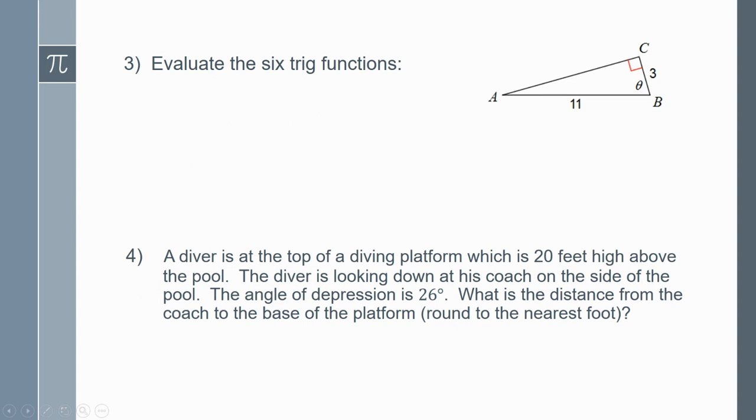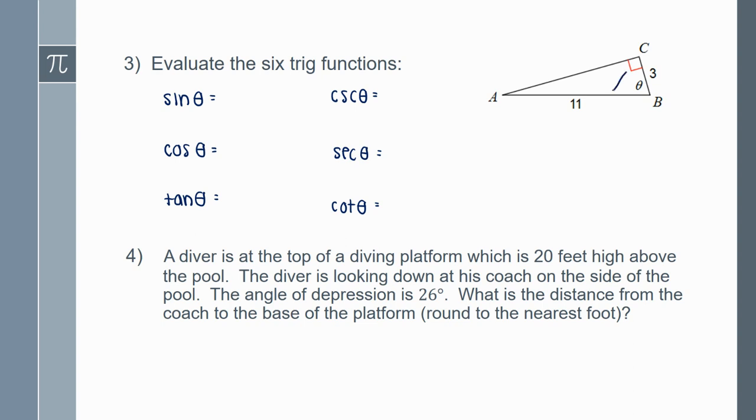All right, in the next problem here, I'm giving you a picture of triangle ABC. B is the angle where theta is. I'm giving you one side is 3 and one side is 11. It's asking for us to evaluate the 6 trig functions. So that means we want to find the sine of theta, the cosine of theta, the tangent of theta, and then its reciprocals: the cosecant of theta, the secant of theta, and the cotangent of theta.